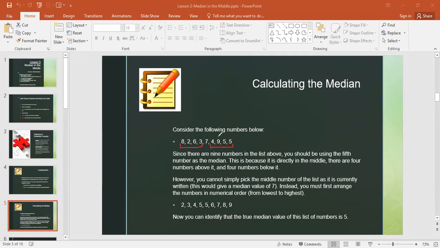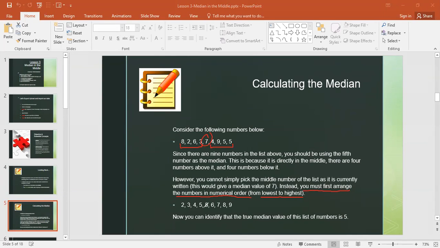But this is not the order in which we need our numbers. We cannot simply pick the middle number of the list as it currently is, which would give us a median value of 7, right? Here, our middle number in this list is 7. But instead, you must first arrange the numbers in order from lowest to highest.